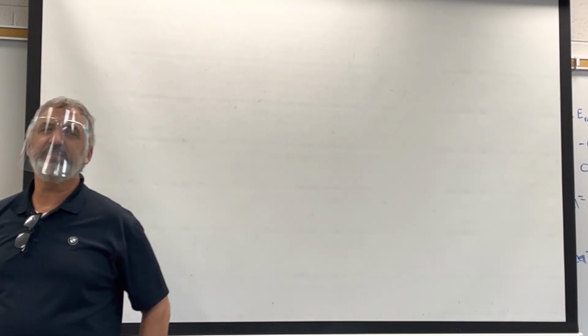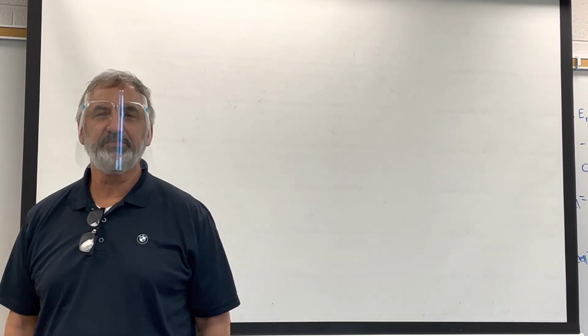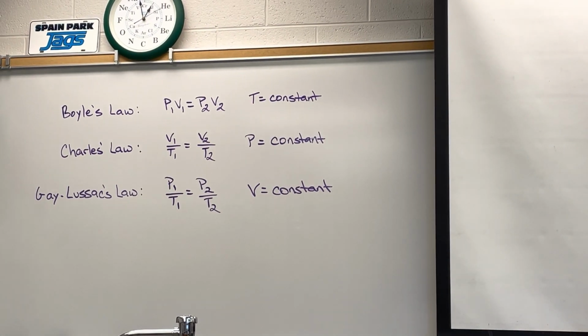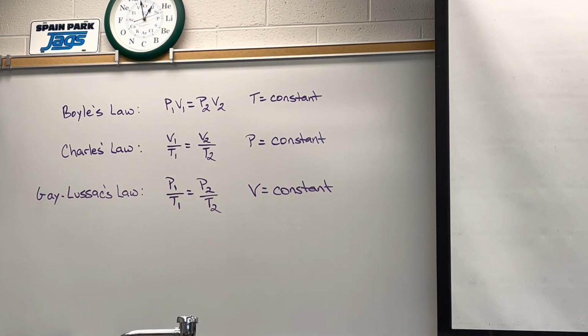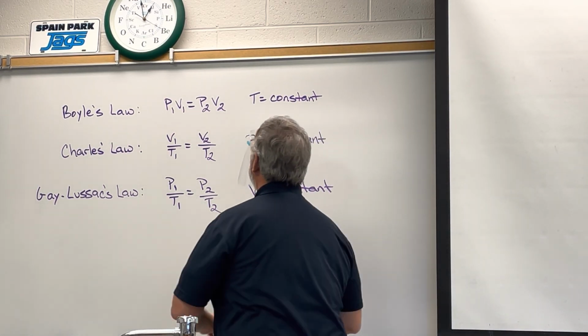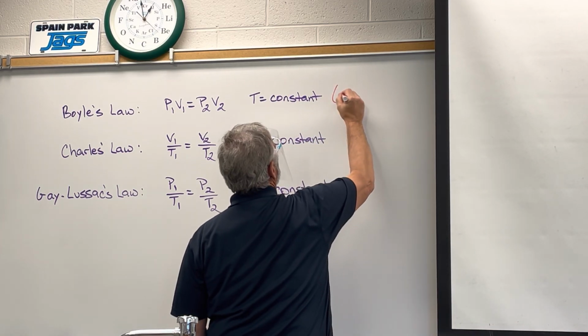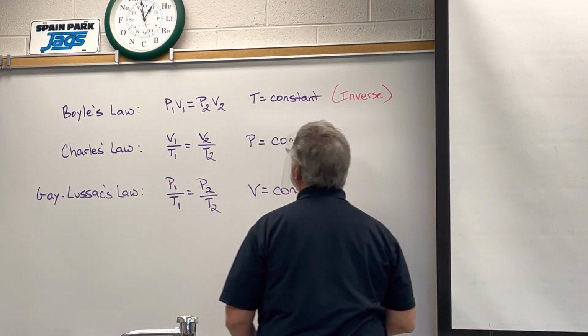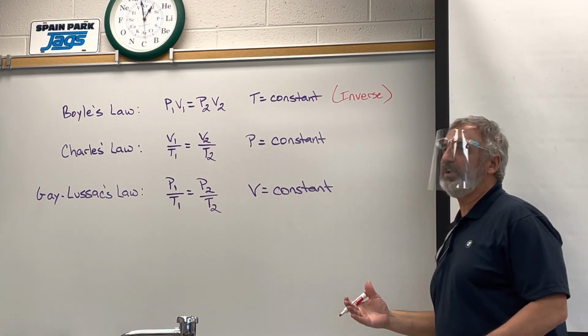Boyle's law is a relationship between pressure and volume. Okay, make sure we're seeing this up here, okay? Boyle's law, temperature is constant. What type of relationship is that then, a direct or inverse? Inverse. That's the first one, inverse. Inversely proportional.